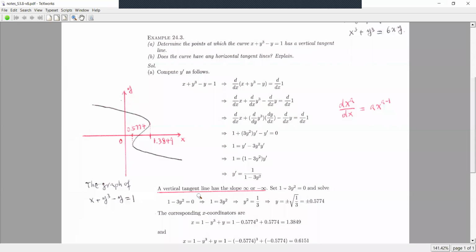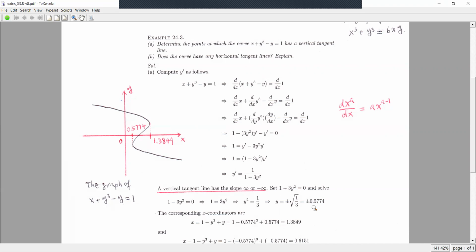A vertical tangent line has a slope of positive or negative infinity. So to determine where a vertical tangent line is, I set the denominator here to 0. Then the slope is 1 over 0, and 1 over 0 is either positive or negative infinity. Then solve this equation. I have two numbers.